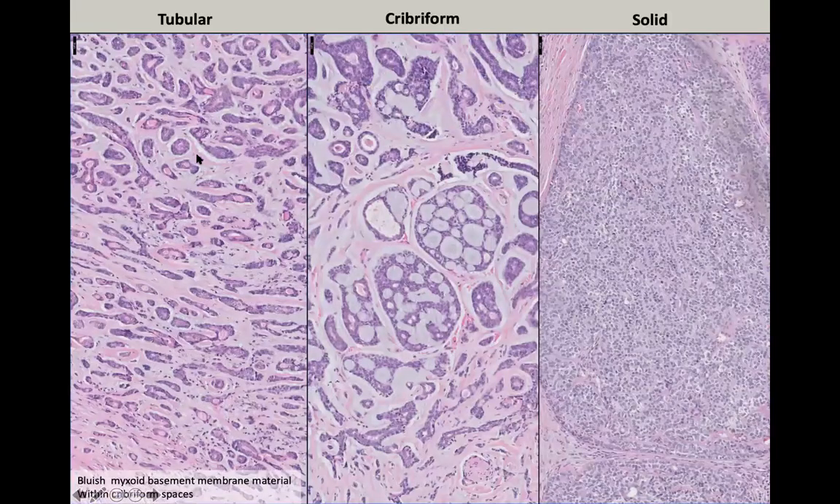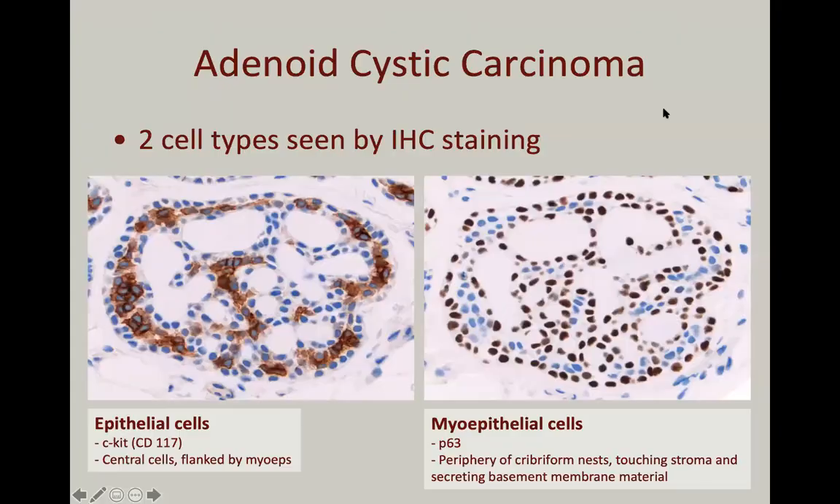Here are the 3 patterns. There's a tubular predominant pattern, there's a cribriform predominant pattern, and then there's a solid pattern where we go from, we think, biologically lower to perhaps biologically higher grade as we go from tubular to cribriform to solid.